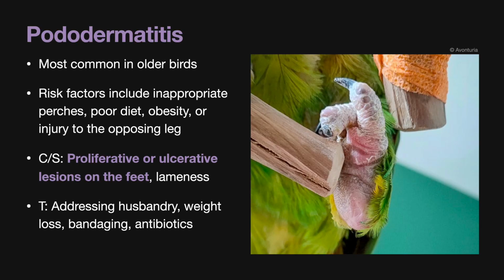Next, we have a mixed bag of non-infectious diseases that didn't fall under one of the other categories I've already talked about. Pododermatitis is inflammation of the feet and is most common in older birds. Risk factors include inappropriate perches, poor diet, obesity, or injury to the opposing leg. Clinically, you see proliferative or ulcerative lesions on the feet, as well as lameness. Treatment focuses on addressing husbandry, encouraging weight loss, and performing basic wound care like bandaging and antibiotics.